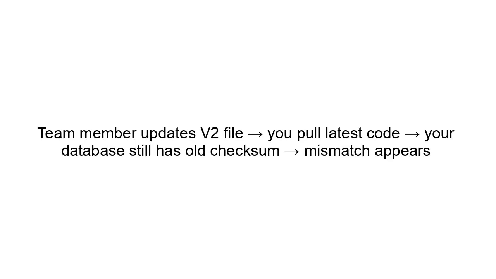2. Someone else changed the migration file in version control. Example concept: a team member updates the v2 file, you pull the latest code, your database still has the old checksum, and a mismatch appears. This is common in team environments.